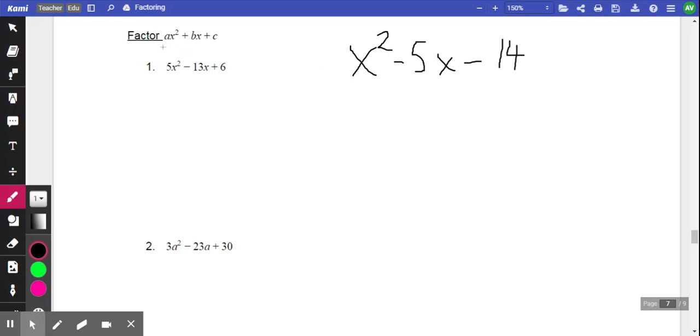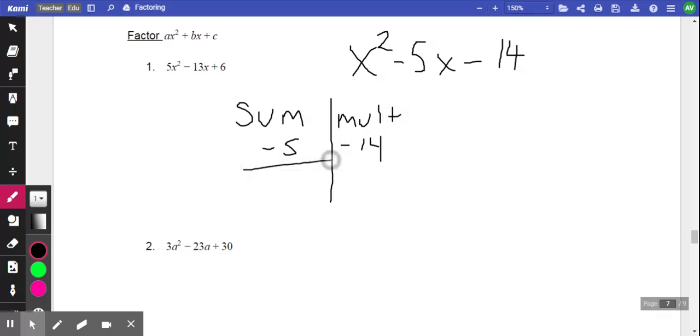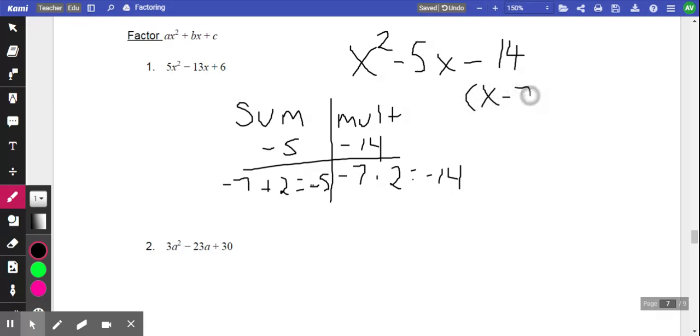What did we do when there was no number in front of the x squared term, like in this problem? We would look for two numbers that sum to -5 and multiply to -14. When I see 14, I immediately think of 7 and 2. If I had -7 times 2, it does equal -14, and if I had -7 plus 2, it does equal -5. Then we would just say x minus 7 and x plus 2. And that was it. That was our answer, right?